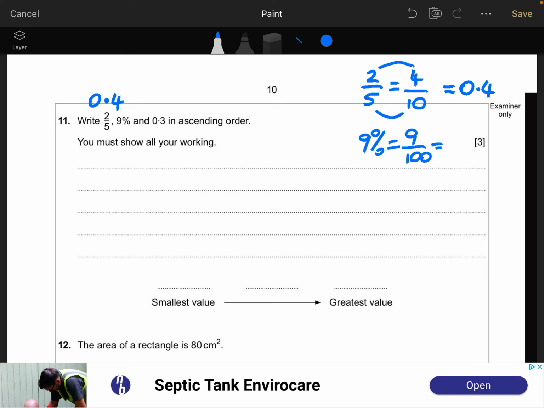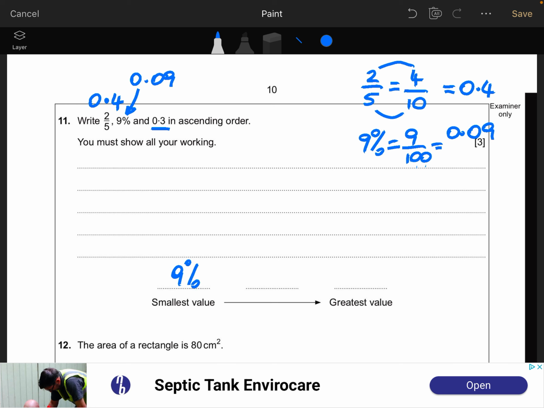Okay, and that is 0.09. It's 2 decimal places smaller than 9. So I've got 0.09, and I'm going to put a little arrow because I've run out of room there. Then 0.3 is already in decimal format. Looking at those, the smallest one is the 0.09, so 9% is the smallest.